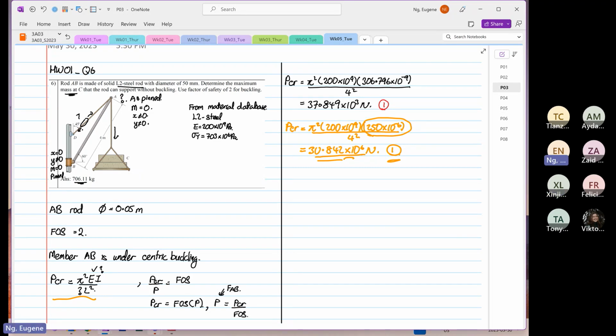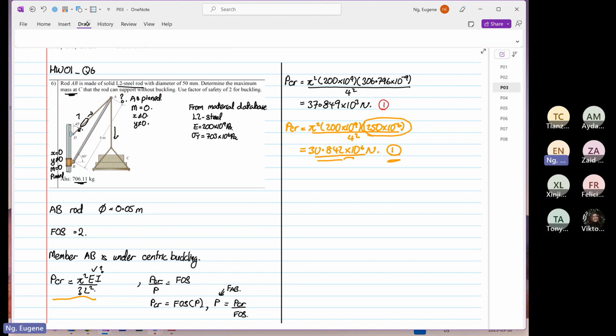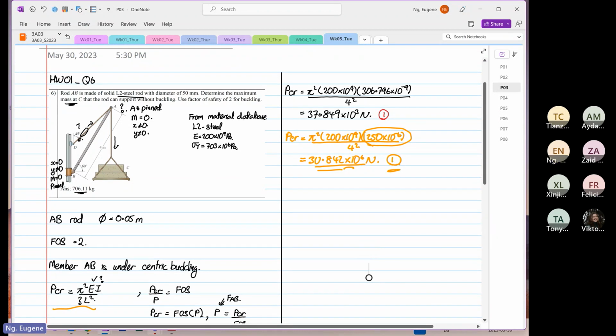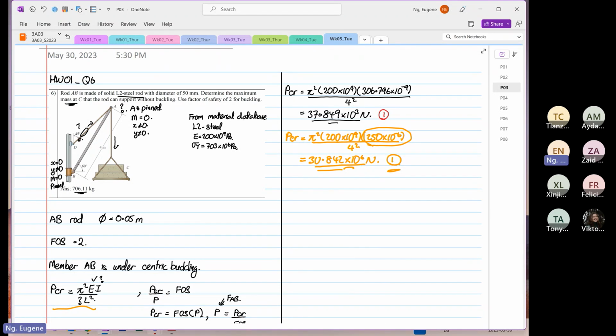Okay, so now we have calculated our P critical for now. So the next thing that we are going to do is we are going to check. So we know that our P critical is equal to 37.849 times 10 to the power 3. Okay, so we also put in that PCR over P is equal to our factor of safety.